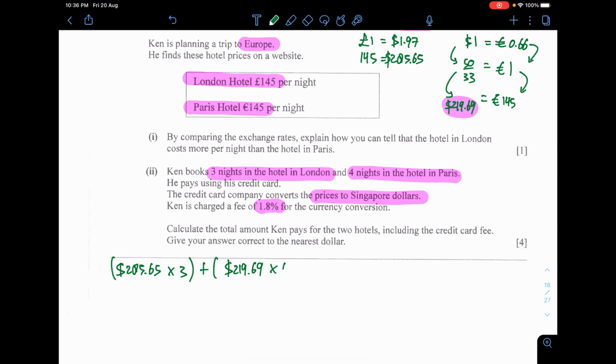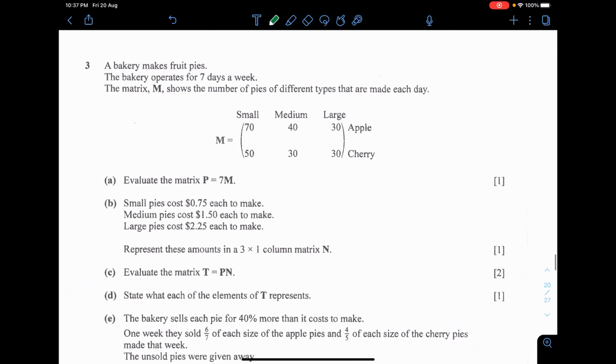Next is 219.69 for the cost of the hotel in Paris, multiplied by 4. And then multiply this whole thing by 101.8%. If you multiply by this amount, you are going to get the final amount immediately. Otherwise, you would multiply by 1.8% and add it back into the original amount, which is really long-winded. So multiply by this percentage for a shortcut.